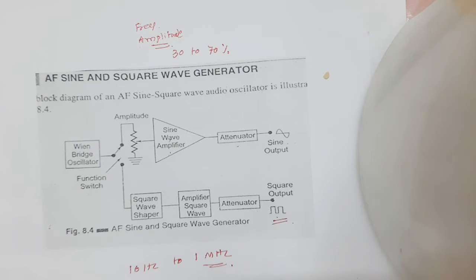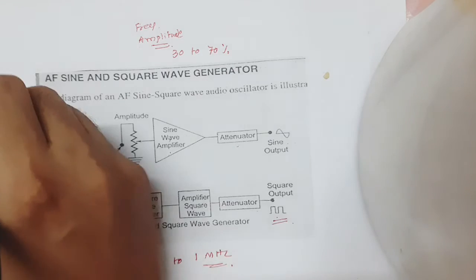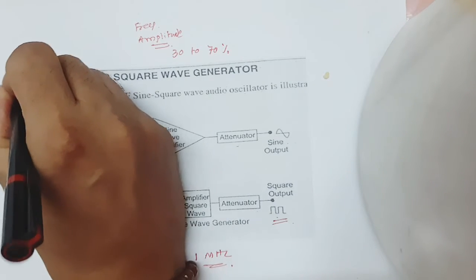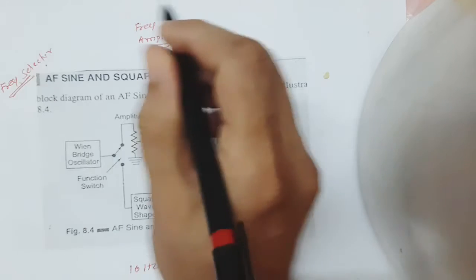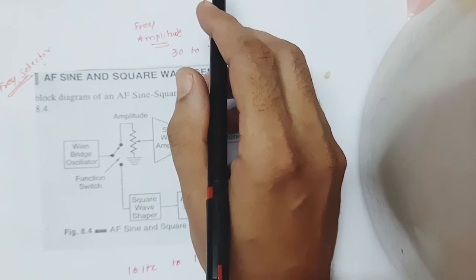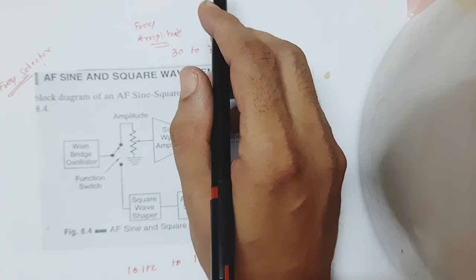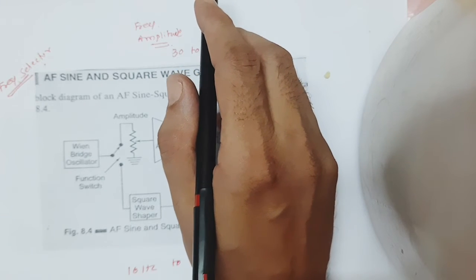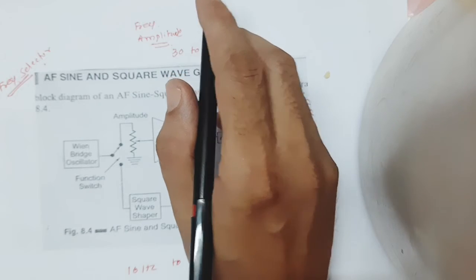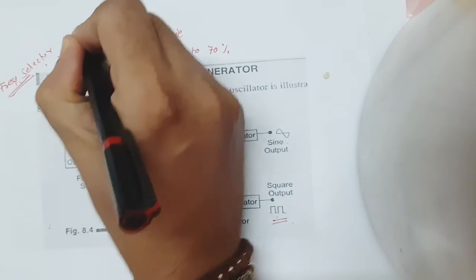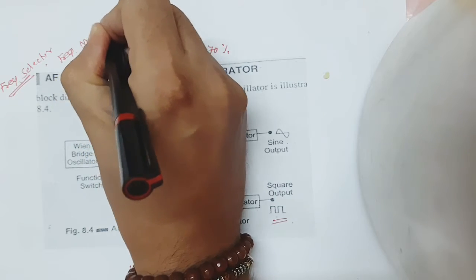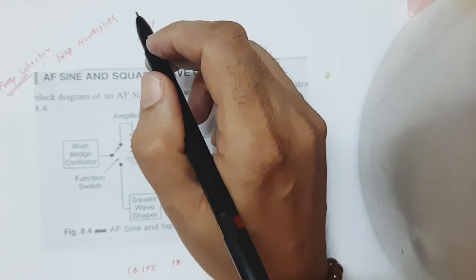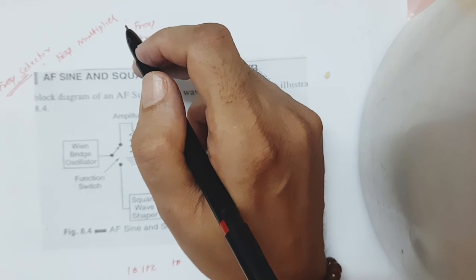The first knob is our frequency selector. It selects the frequency in different ranges and varies it continuously in the ratio of 1:11. The scale is non-linear. The second switch is the frequency multiplier. This switch selects the frequency range over 5 decades from 10 Hz to 1 megahertz.